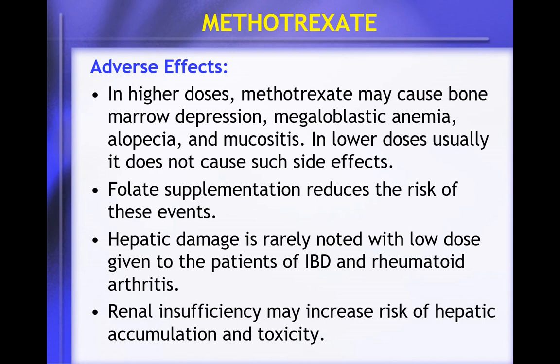The adverse effects of methotrexate: in higher doses, it may cause bone marrow suppression, megaloblastic anemia, alopecia, and mucositis. In lower doses, usually it does not cause such adverse effects. Folate supplementation also reduces the risk of these events. Hepatic damage is rarely noted with low doses given to patients of IBD and rheumatoid arthritis. Renal insufficiency may increase the risk of hepatic toxicity.